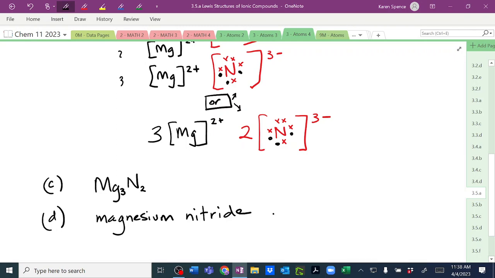So we now know how to do Lewis structures of ionic compounds. So on page 89 and 90, you could do number 1, 2, 3. Would you be able to do pages 89 and 90? Just 89 and 90, numbers 1 through 7?